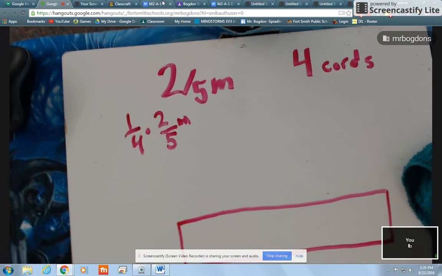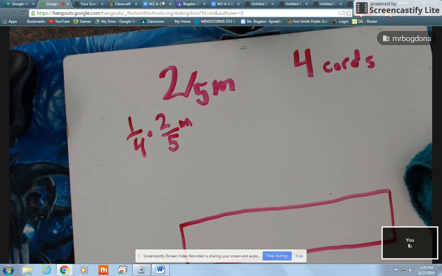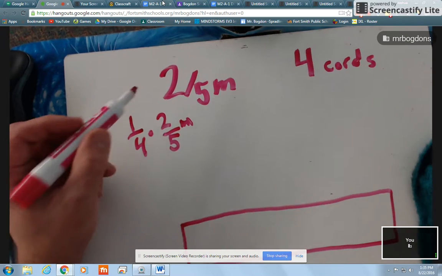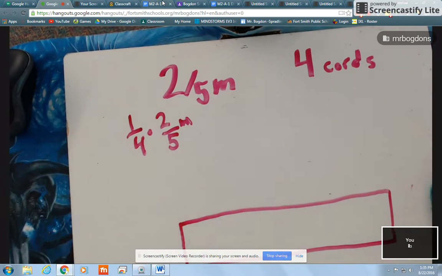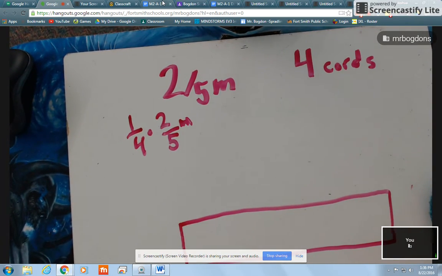Can anyone give me a division sentence showing how 2/5 meters is being cut into 4 pieces? Okay, so I can tell that people are having more difficulty with the division. TJ? 2/5 divided by 4 equals 1/4. Okay, I like the start of your sentence. You said 2/5. So what you had to share, what you're cutting up, comes first.